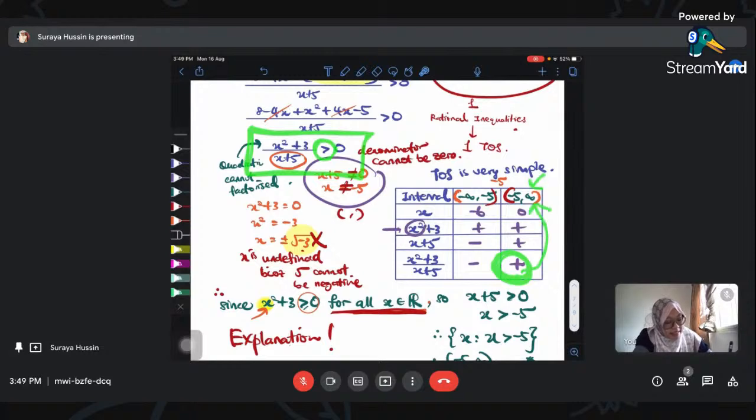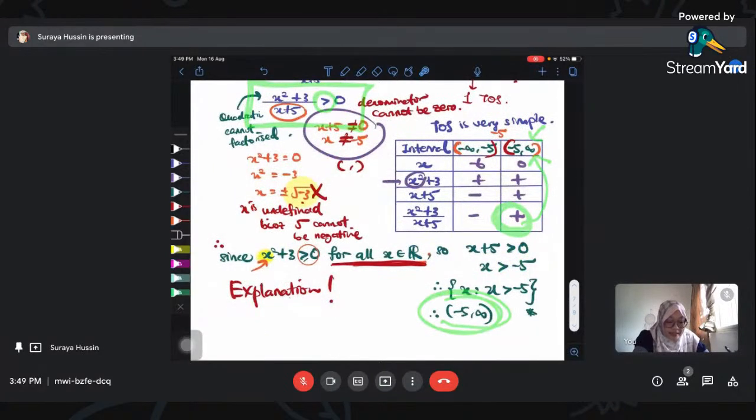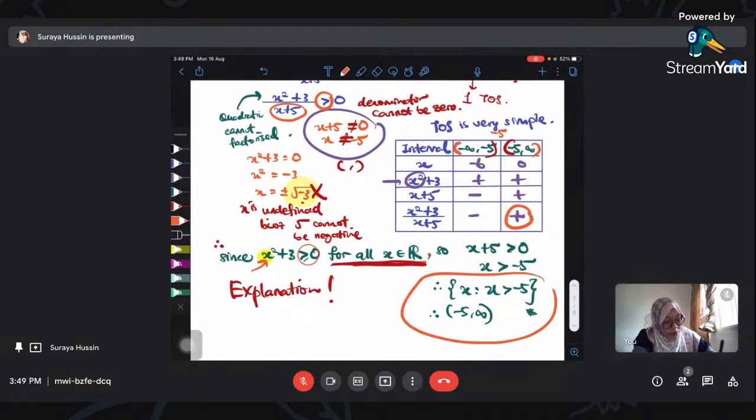Sama ke tidak dengan saya cari tadi, yang saya dapat tadi? Sama. Therefore, this will be my answer. Sama ada dalam solution set ataupun interval form. Dua-dua saya minta tulis. Untuk kelas saya, 4 kelas saya, wajib tulis. Is it clear everybody? Is it very clear?